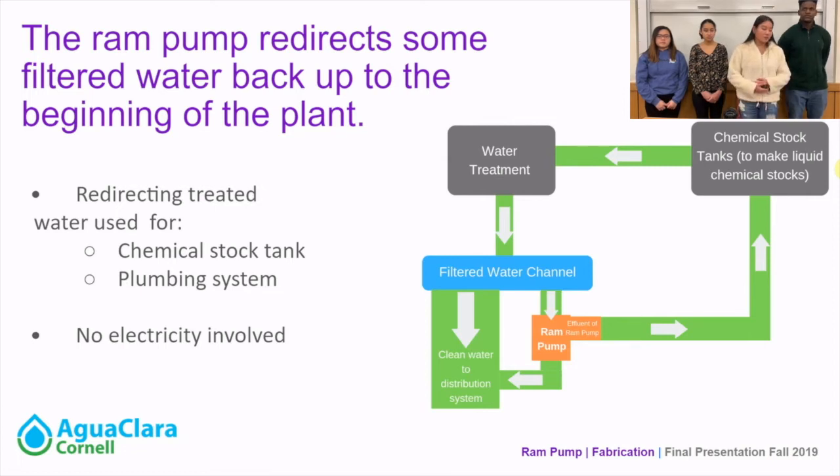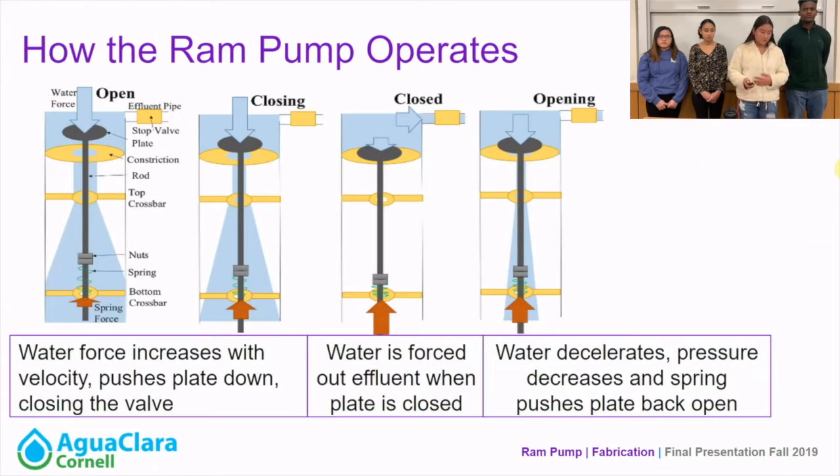Currently, in Agua Clara plants, plant operators must carry buckets of water manually up to the plant. The ram pump automates this process without the need for any electricity.